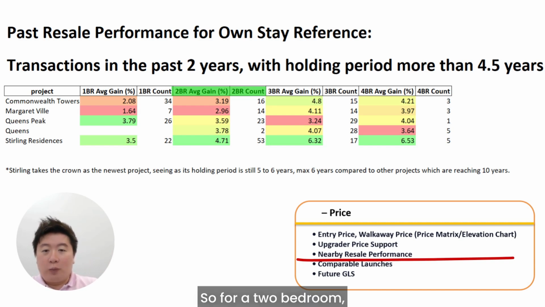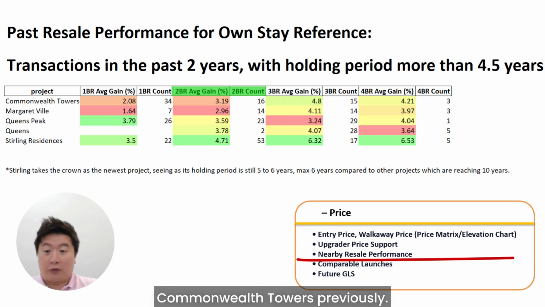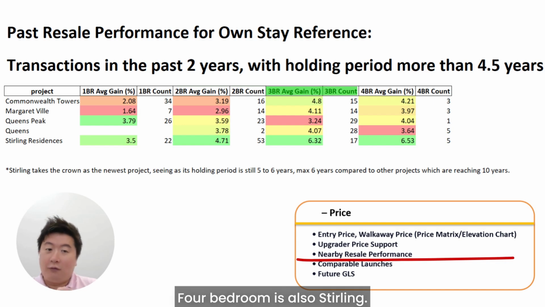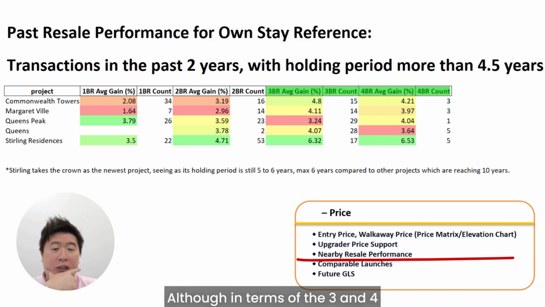So for two bedroom, the Sterling Residences takes the crown here instead of Commonwealth Towers previously. And the three bedroom is also Sterling. Four bedroom is also Sterling. Although in terms of the three and four for Commonwealth Towers, Queen's Peak, and Margaret View, you see that they are actually very close, mostly.